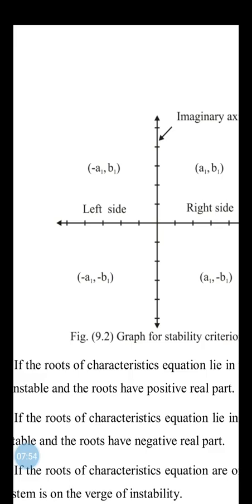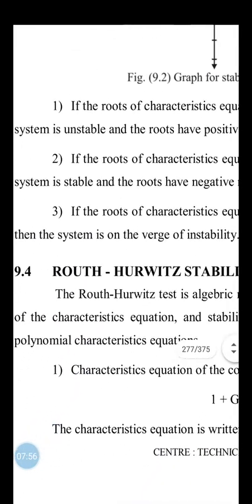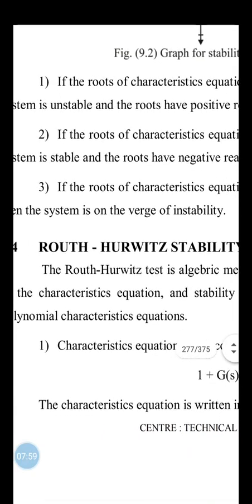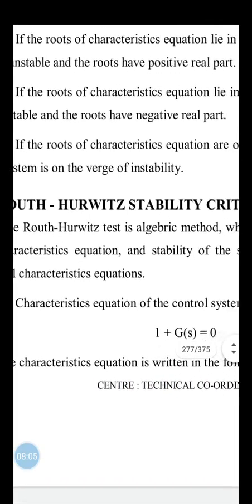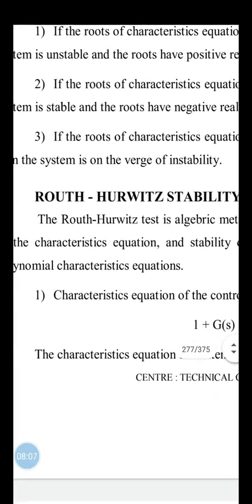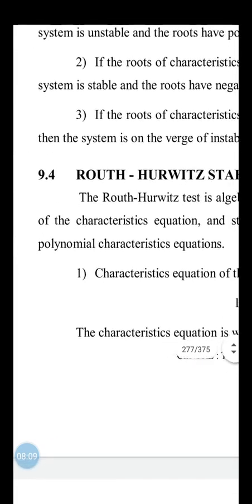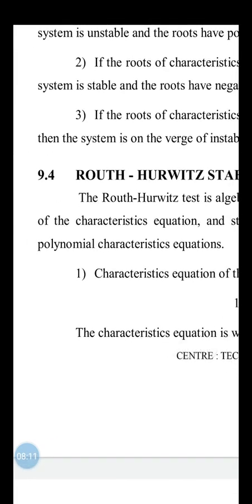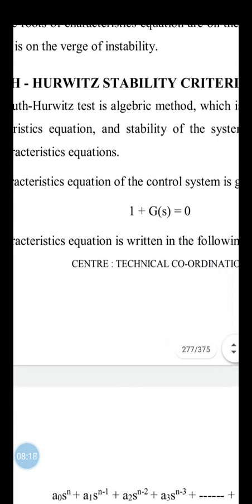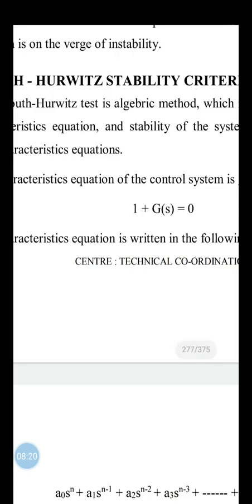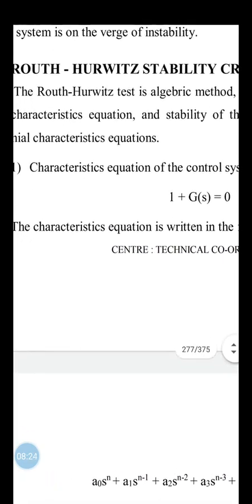Routh-Hurwitz is an algebraic method which is used to determine the roots of the characteristic equation and the stability of the system. This method is used only for a polynomial characteristic equation. So you will know why it is used only for polynomial functions. In this case you have to write the characteristic equation of the control system: 1 plus G of s is equal to 0.